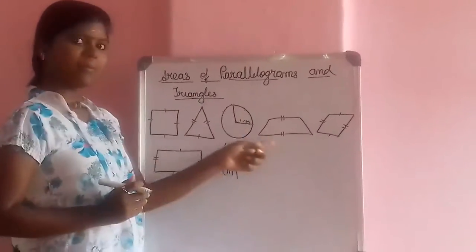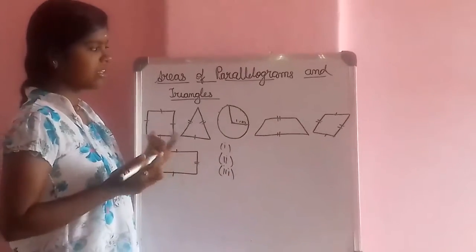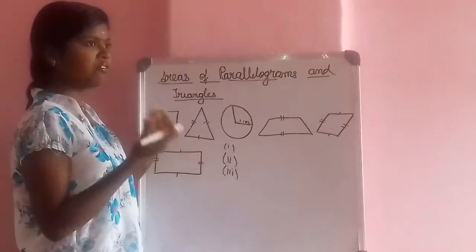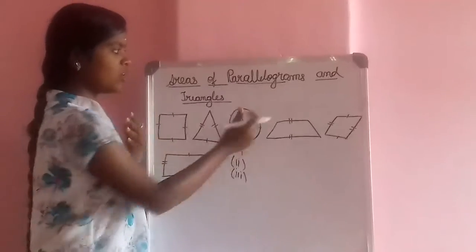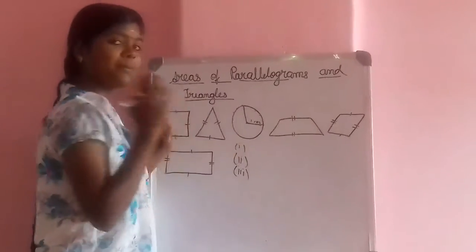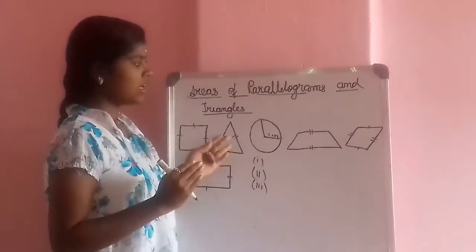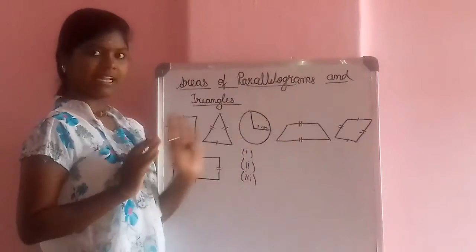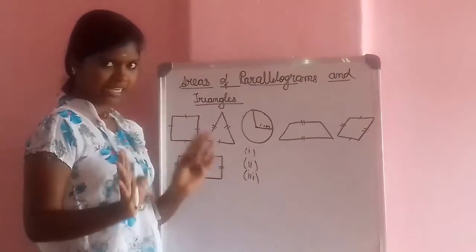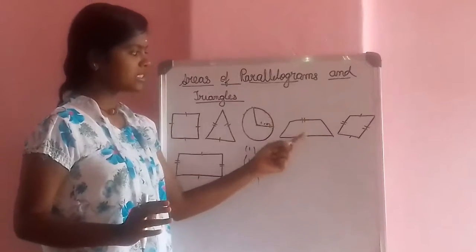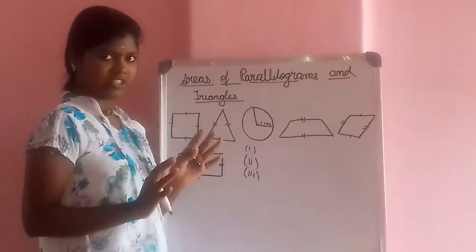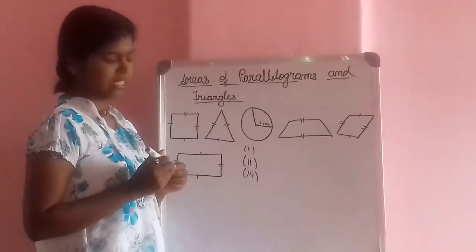Next, it is a trapezium. What is a trapezium? It is also a kind of polygon where only 2 sides are parallel to each other. Not all 4 sides are parallel to each other. Only 2 sides are parallel to each other. This is called a trapezium.